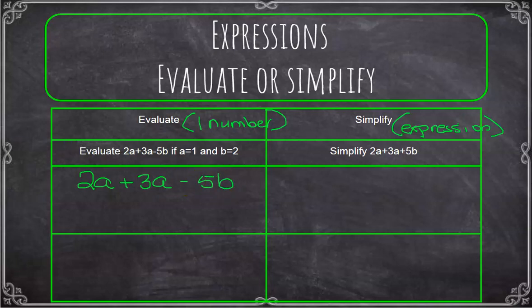So I've been given the value of a and the value of b. The value of a, they've told me, is 1, and the value of b is 2. So what I want to do is plug in, which you might have heard before. It means replace. So everywhere I see the variable a, I want to replace that with the number 1. 2a just means 2 times a. 3a means 3 times a. And everywhere I see the variable b, I want to replace that with a 2. So let's do that.